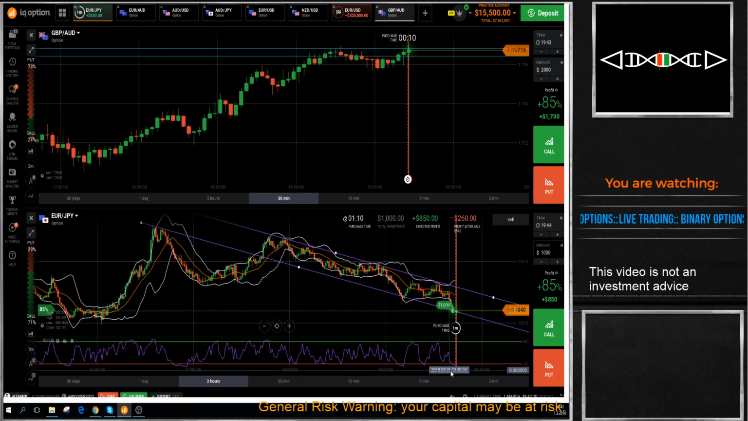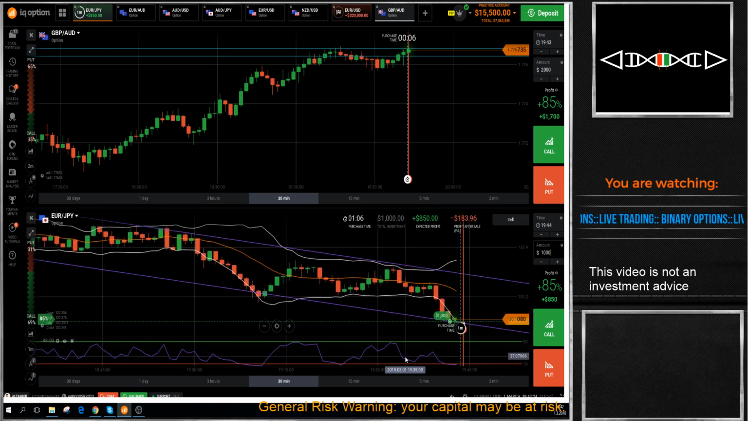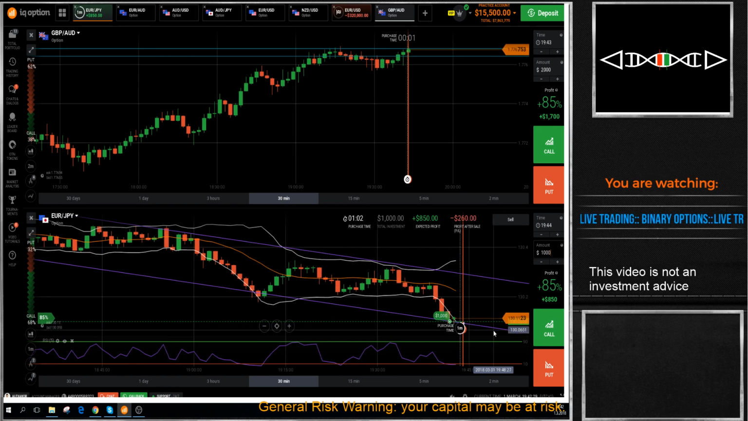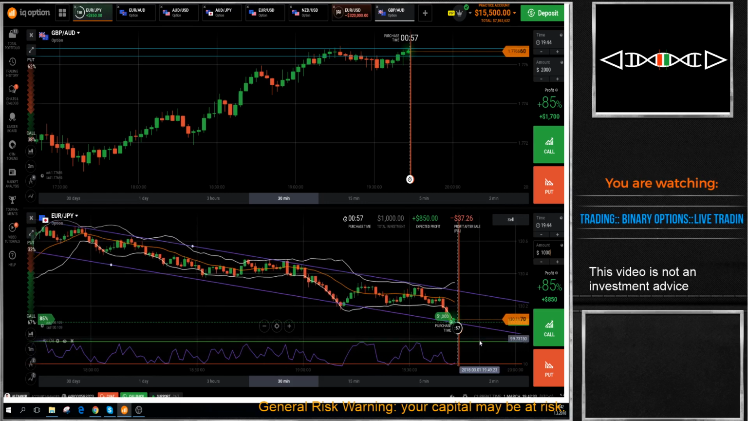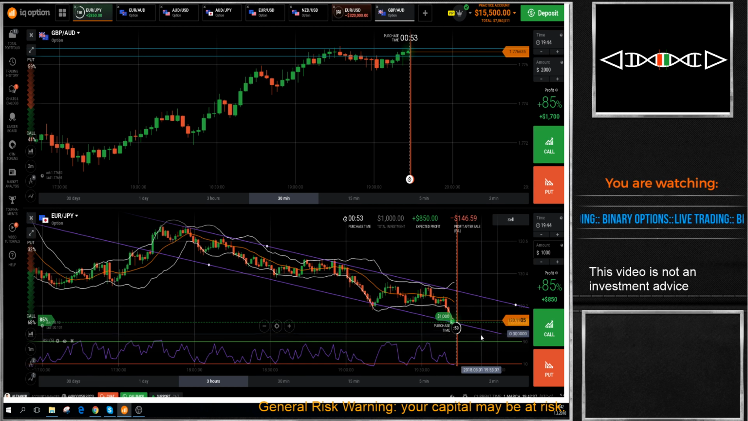We're also pretty oversold on RSI, below 10, which is good as well, and crossing the Bollinger Bands too, so there are a couple of factors combined which I like, so that's why I went for this entry for the call option here. Let's see how it goes. There's just over a minute remaining.